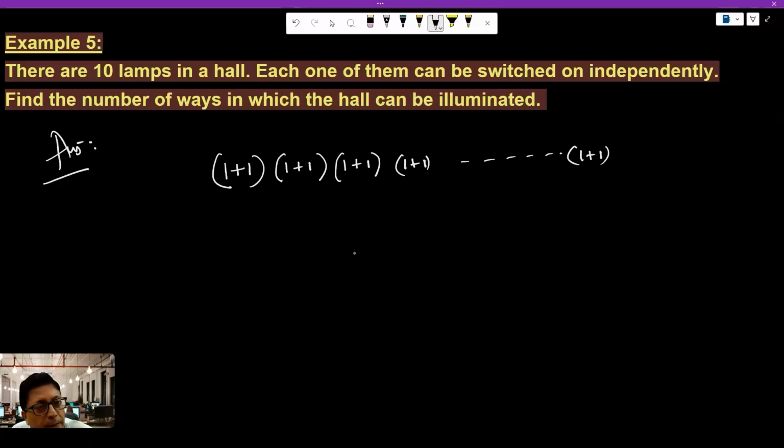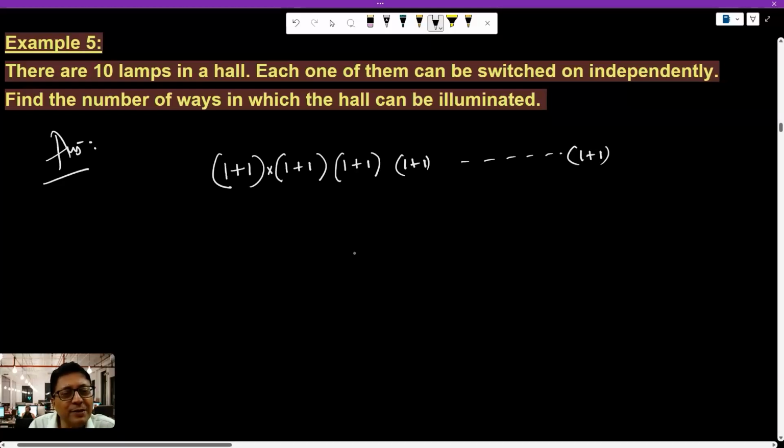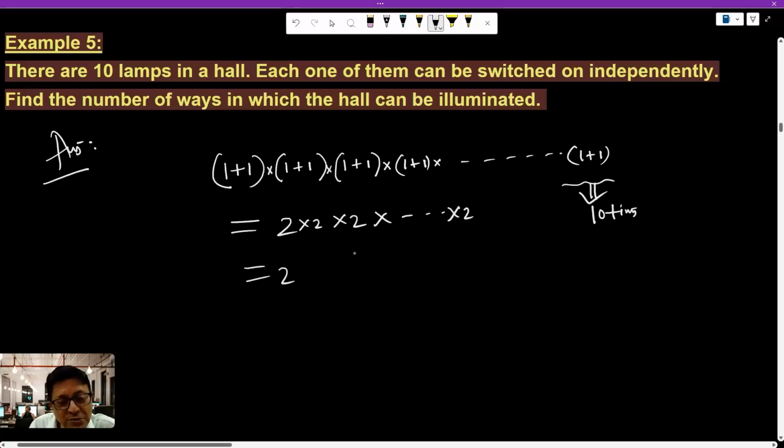Okay. So by the fundamental principle of counting, one process can be done in M ways, another process N ways, another process P ways. It continues for 10 bulbs. So how many times does it continue? It is 10 times. So you'll see that it is 2 to the power 10. 2 into 2 into 2 into 2. Answer is 2 to the power n.